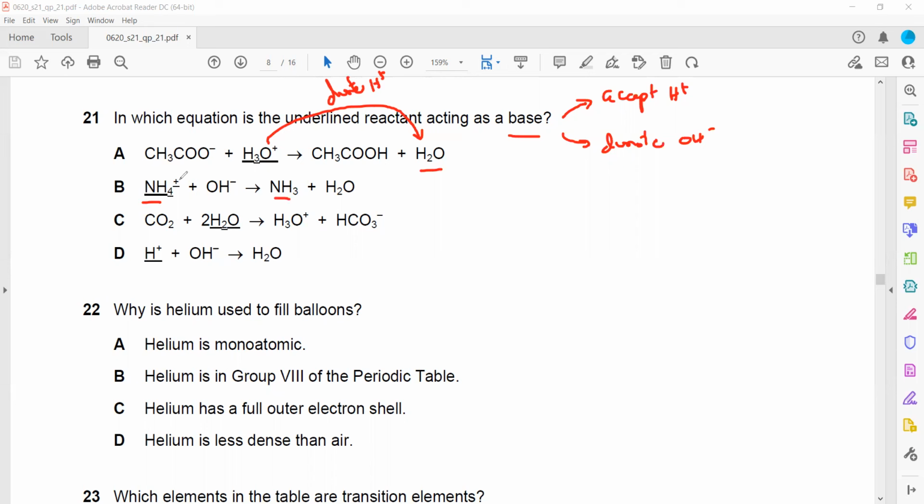NH4 changes to NH3. 4 changes to 3. So again, that also donates a proton, it does not accept a proton. But in option C, H2O becomes H3O. So it means the proton number increases. If the proton number increases, what does it mean? It accepts a proton. And a substance which accepts a proton, what do we call it? We call that a base.